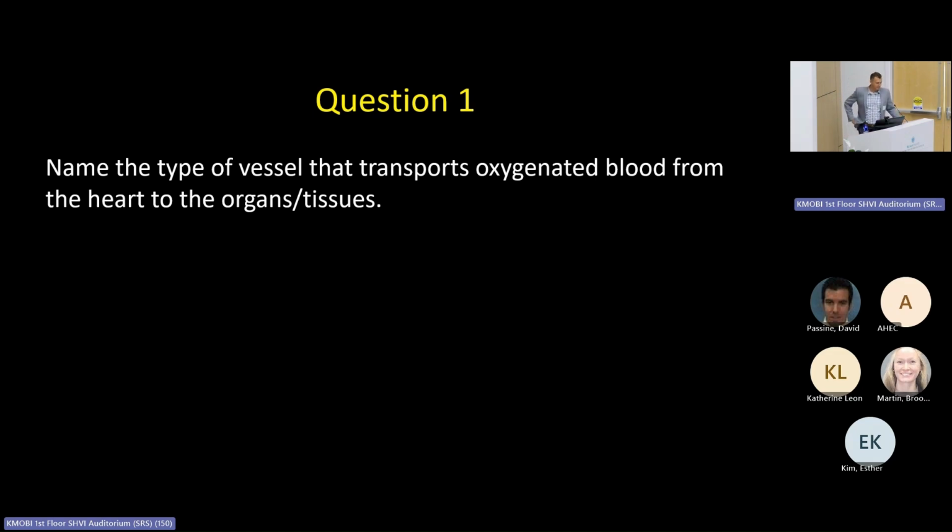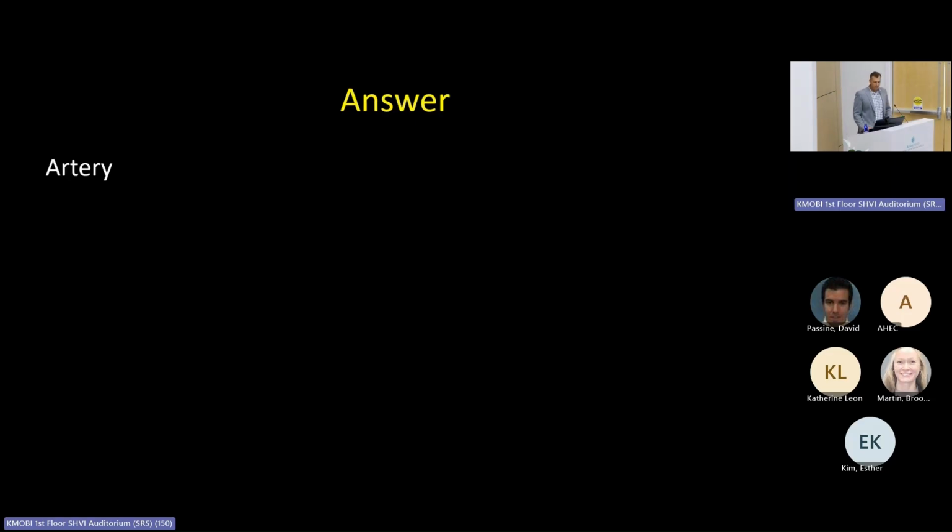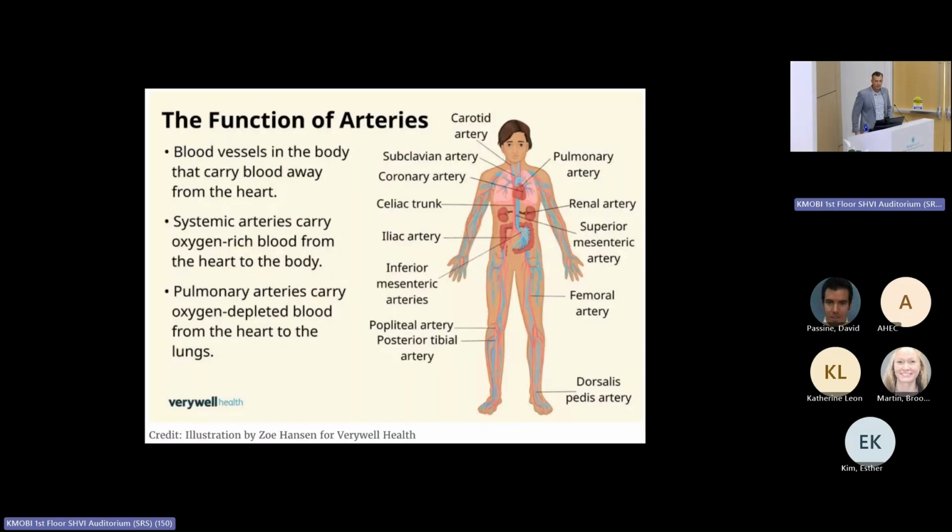So question number 1, name the type of vessel that transports oxygenated blood from the heart to the organs and tissues. Good job. 1 point to the audience. That's right. So artery. Okay. And for those of you who don't know, the arteries transport oxygenated blood from the heart to the various tissues and organs throughout the body, and they supply blood that way, and the veins help travel the blood back to the heart where it becomes oxygenated and circulated that way.